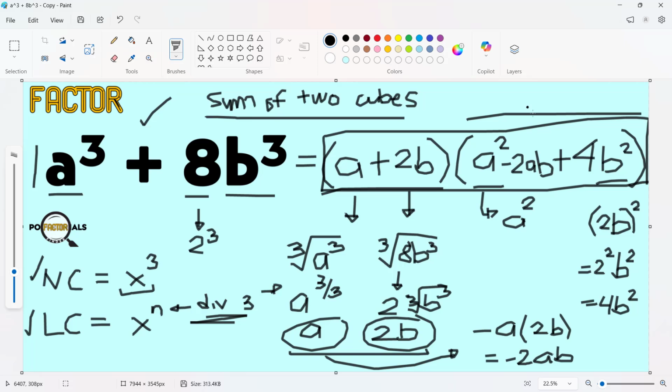Take note that the trinomial expression or the trinomial factor depends much on your binomial expression here, because the first term of a trinomial expression is the square of the first term, the third term is the square of your second term, and the middle term is the product of the first and second term with negative sign. That is how we factor the sum of two cubes, again, once we have guaranteed that really our expression is a sum of two cubes.